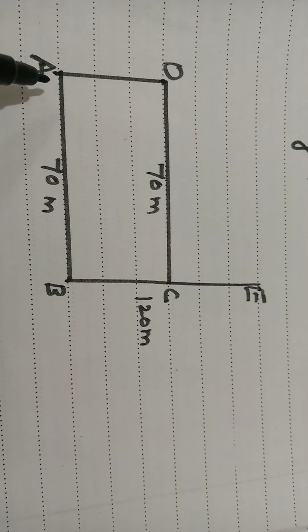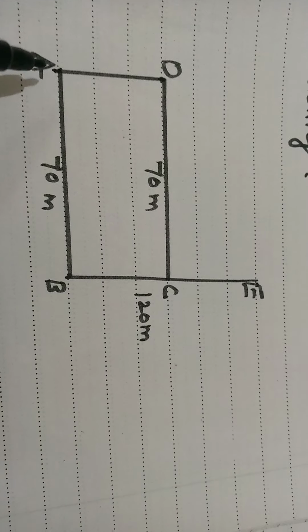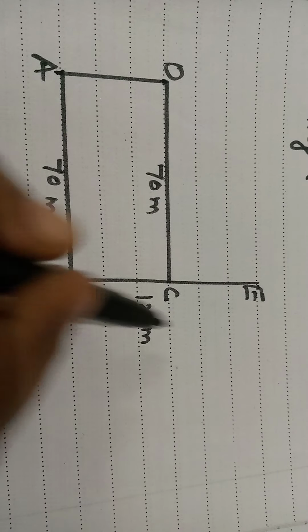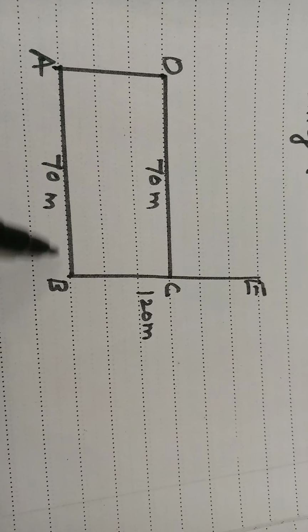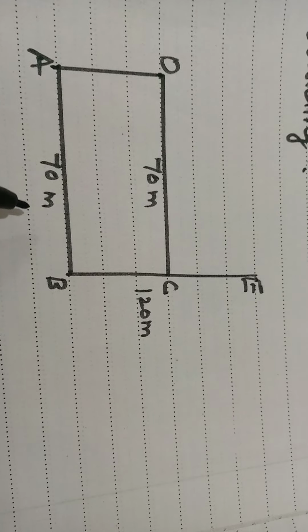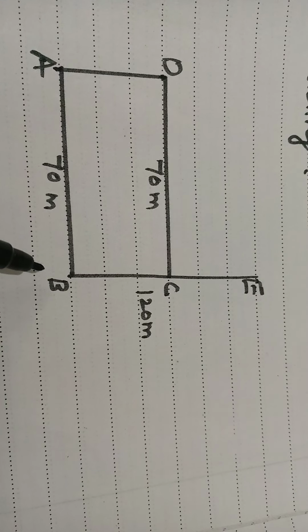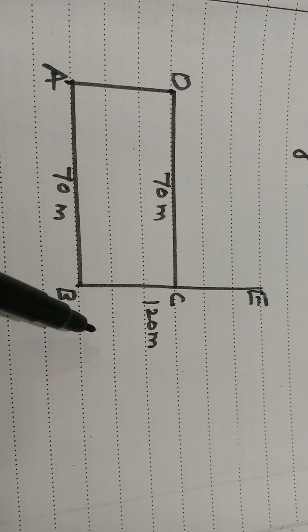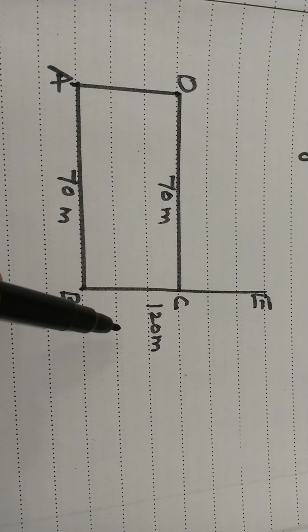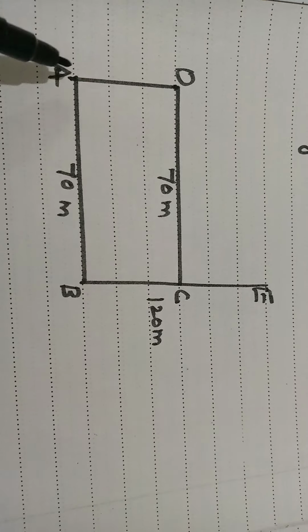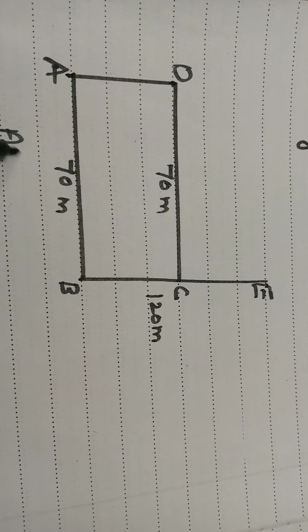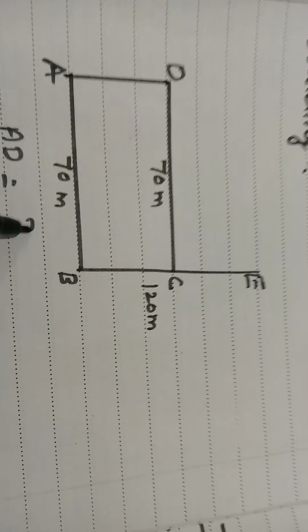What do you have right now? Let AD be the first building and BE be the second building. The distance between both buildings is 70 meters. The height of the second building is 120 meters. What is the height of the first building? So AD you have to find out.